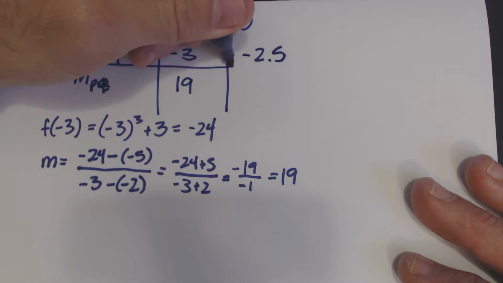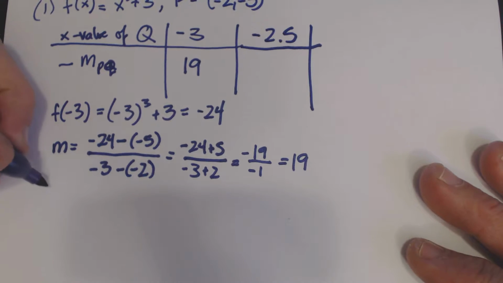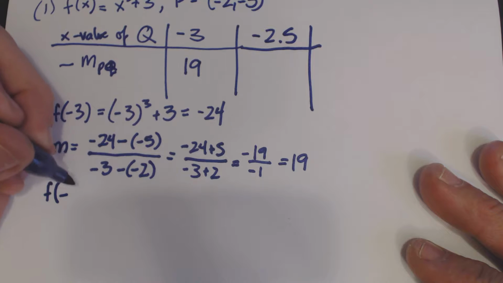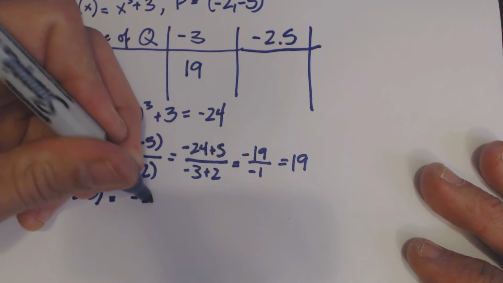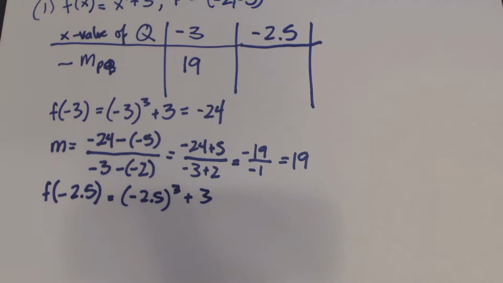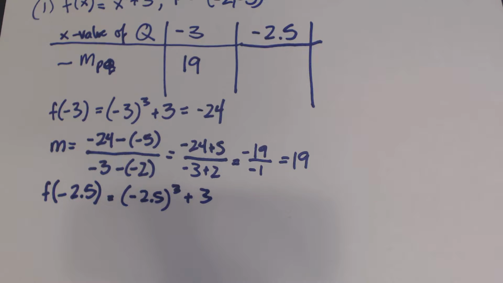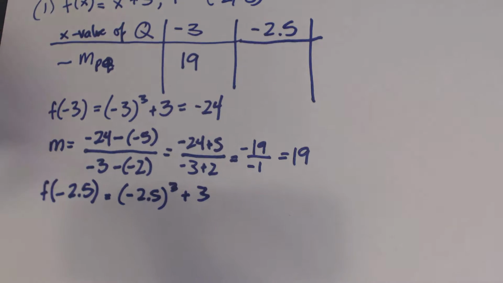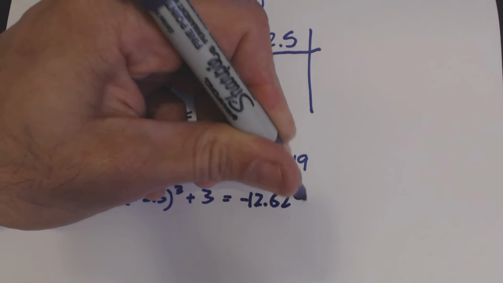For this point Q, the x value is going to be -2.5. So let's find f of -2.5. We've got -2.5 cubed plus 3. That's -2.5 raised to the power of 3, which is -15.625, plus 3, so that's going to equal -12.625.